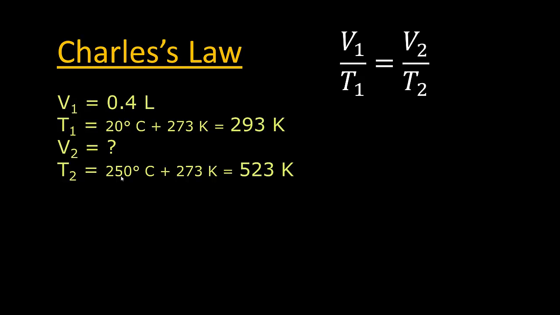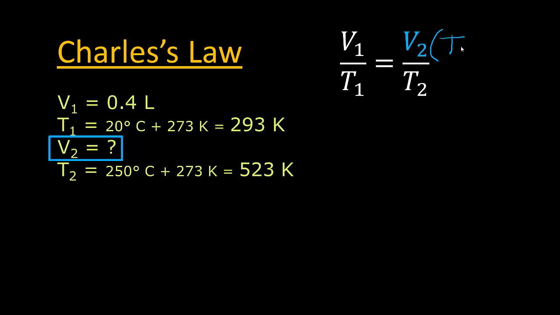Now that we have our variables, we need to rearrange this equation to where it looks like V2 equals what it is we're looking for. So we need to move this T2 to the other side of the equal sign. And in order to do that, we have to find out the relationship between the variables. We want to keep V2, and it's divided by T2, so we have to do the opposite to move it to the other side.